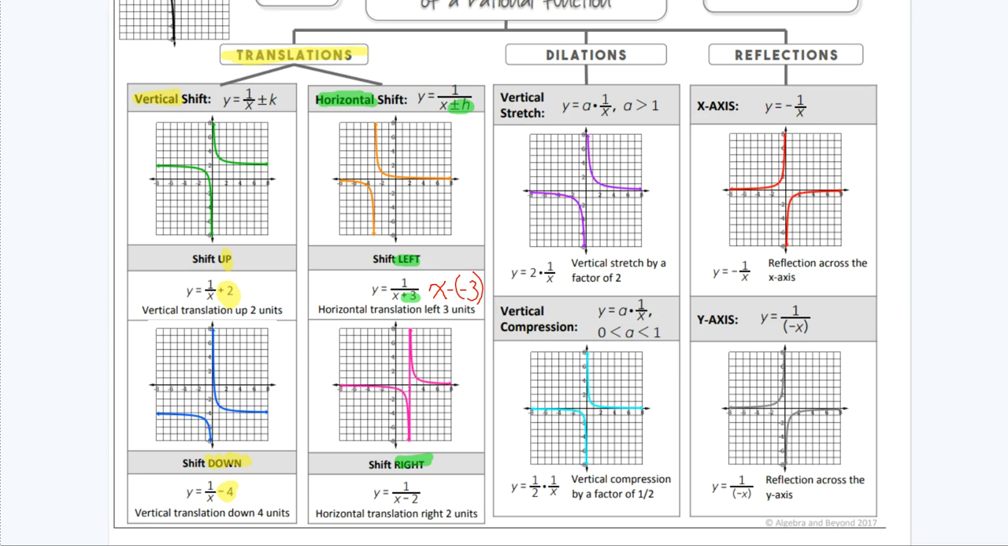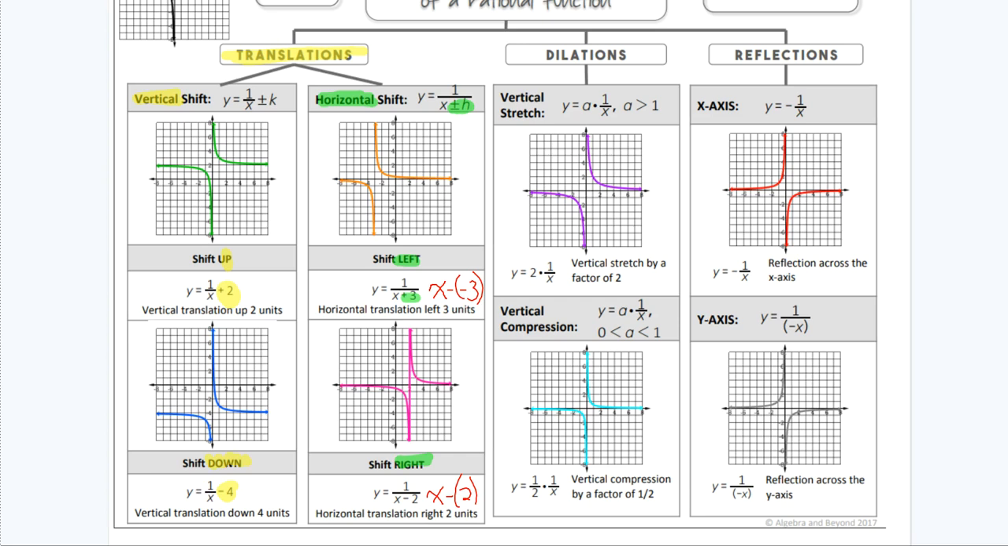And then same thing on the shift right. In the denominator of the fraction now we have x minus 2. That 2 is positive that I'm subtracting, so it shifts right, in the positive direction. Horizontal shifts are a little tricky because they're opposite of what you would think they might be. All right, so those are all the translations.